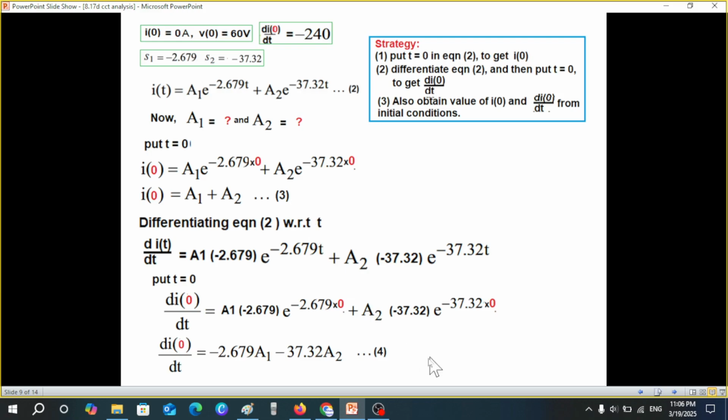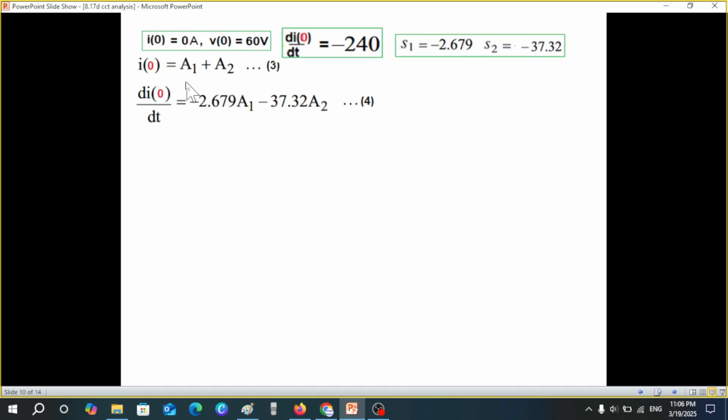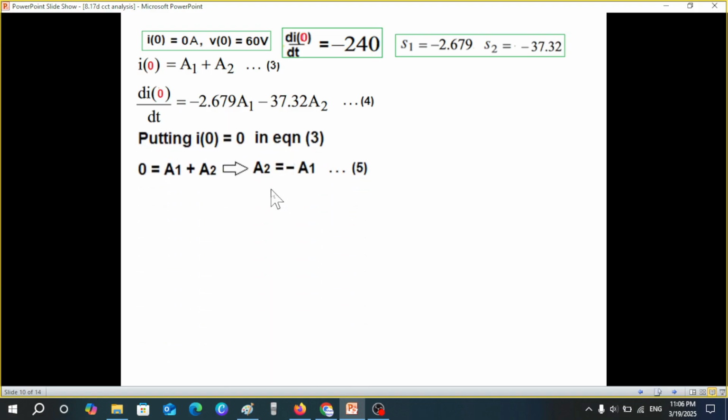So we have equation 3 and equation 4. We know the value of I0 from here. We also know the value of di/dt from here. So plugging in, we will find the values for these two. Now let's plug in the values. I0 is equal to 0. And from here, we get the relation that A2 is equal to minus A1.